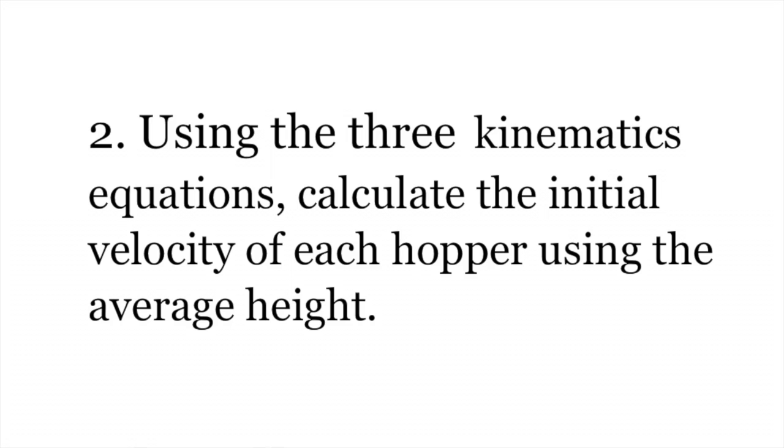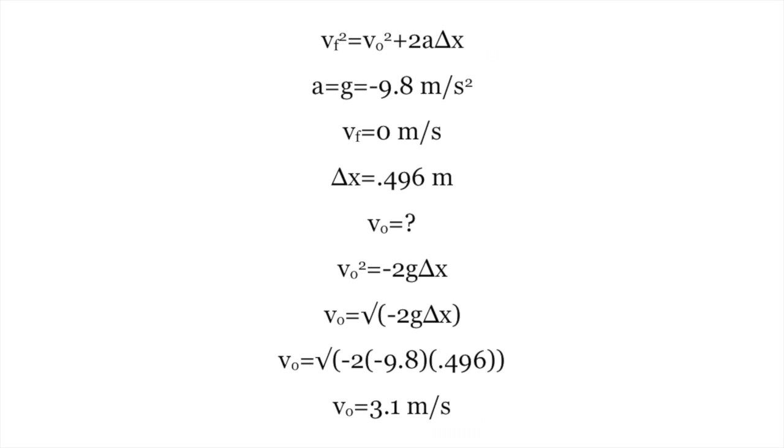Using the 3 kinematics equations, calculate the initial velocity of each hopper using the average height. The third kinematics equation will be used in this problem. Acceleration will be equal in magnitude to gravity, the final velocity will be 0, and the change in height will be 0.496 meters as calculated in the experimental table. The initial velocity of the large hopper is calculated to be 3.1 meters per second from equation manipulation.